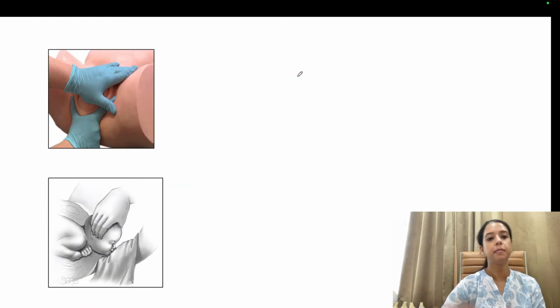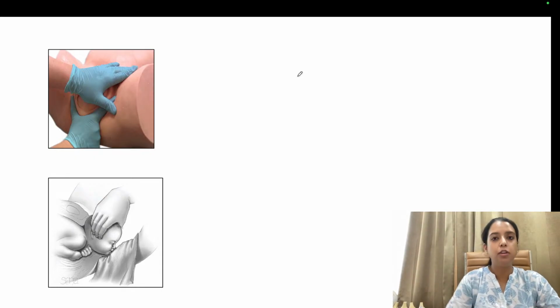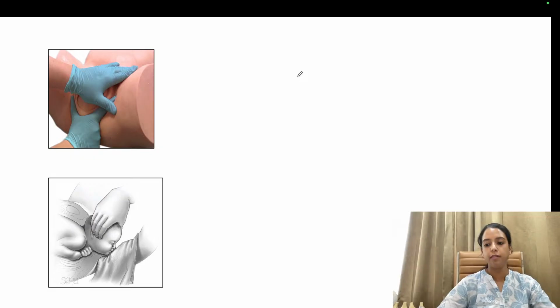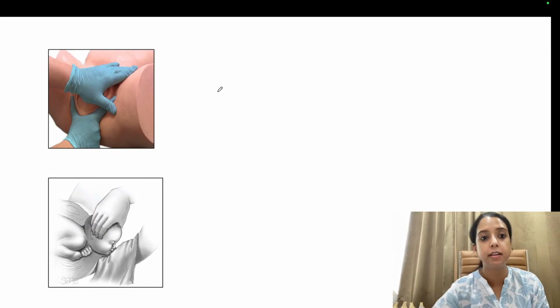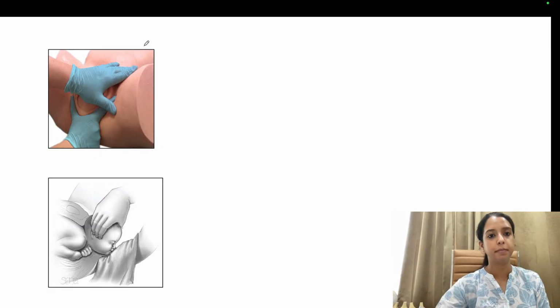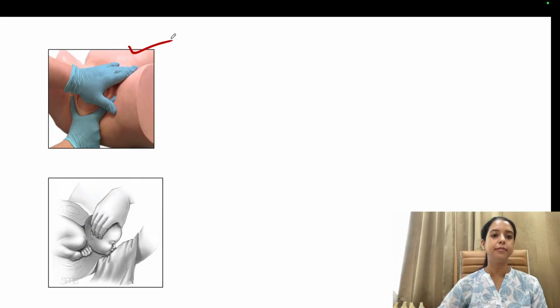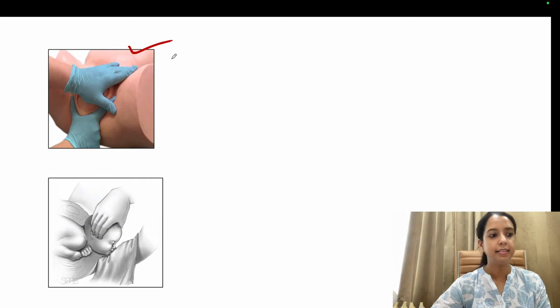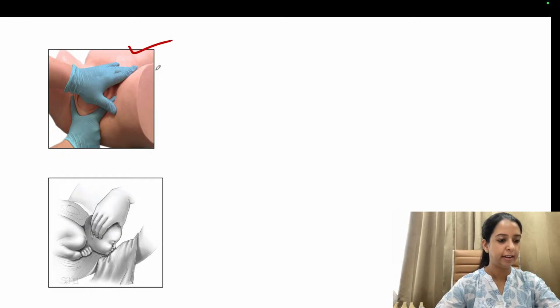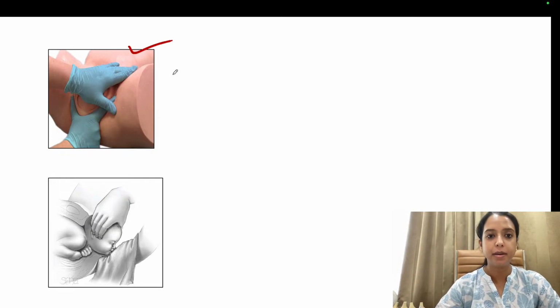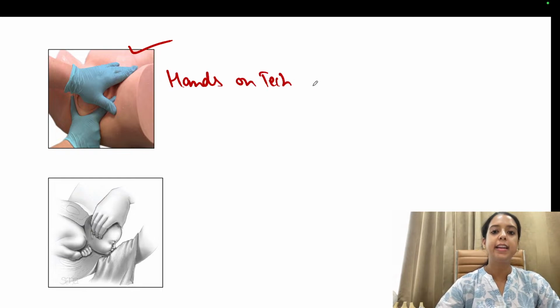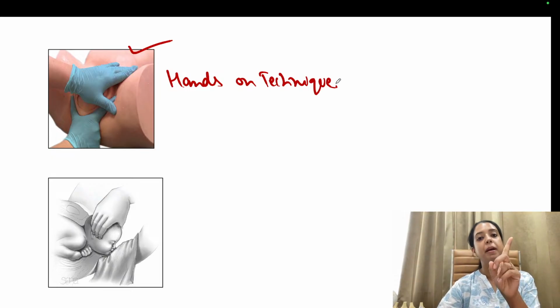Okay? Now, we are coming to the labor. So in labor, while you are delivering the baby, there are certain maneuvers that you have to do to prevent perineal trauma. What is the first image? I think I'm waiting for answers and taking a lot of time, let me just go through it. The first image is hands-on technique.